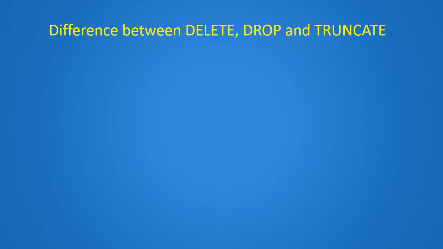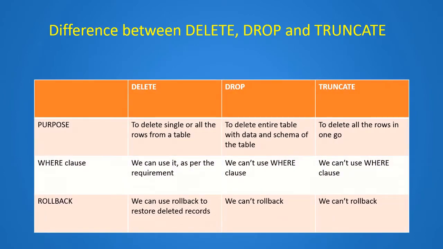Now we will see difference between delete, drop and truncate command. These three look similar, but they work differently. Delete command is used to delete single or all the rows from table. Drop command is used to delete entire table with data and schema of the table. Truncate command is used to delete all the rows in one go. We can use where clause on only delete command, and we can only roll back delete command. This is most frequently asked question in interviews.